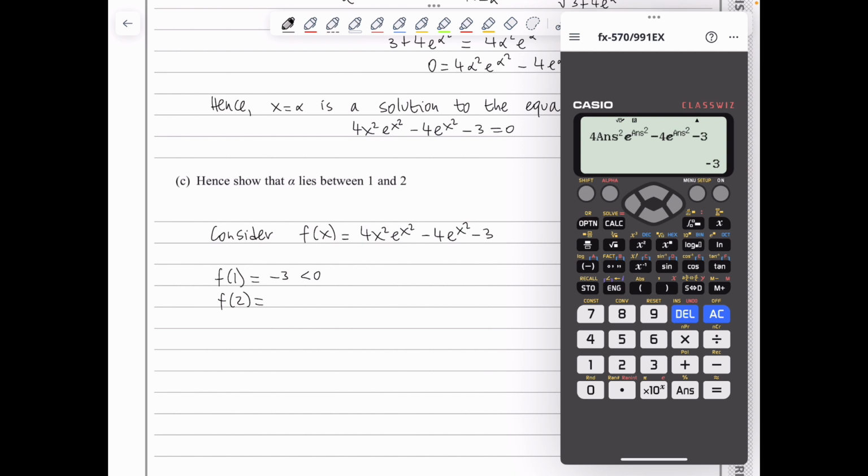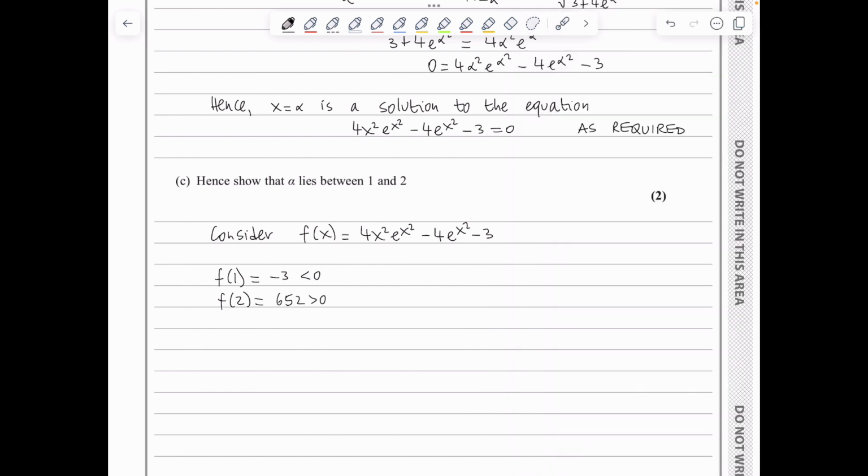So I simply do 2 equals, so I've stored 2 on my answer key now. I will press the cursor pointing upwards to obtain the previous expression. Now this time the calculator will evaluate the expression with the new value for the answer, the 2. So I press the equal sign. I get 652, which is greater than 0, which means we can safely conclude that since there's a change of sign and f of x is continuous, then alpha lies between 1 and 2 as required.